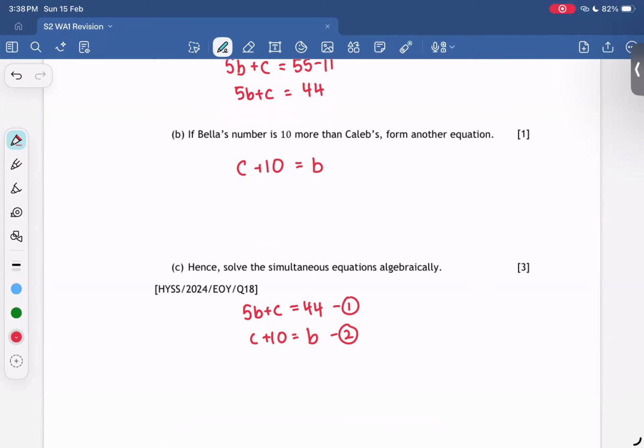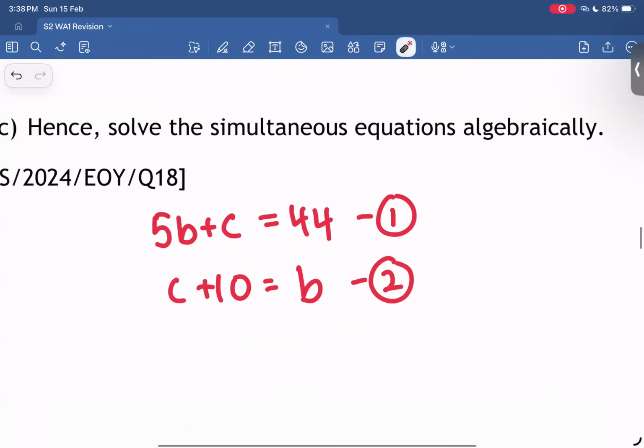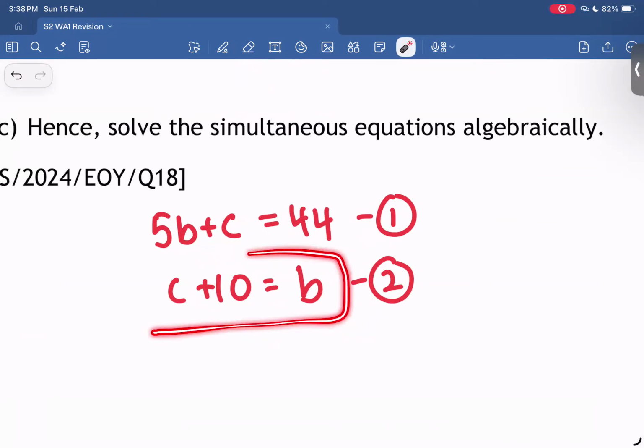Try to see whether the equation already has, let's say, B equals something or C equals something. If you already have that, that means you can use a substitution method because it will be a lot easier. So let's take a look over here. Take a look at the second equation, guys. Wow, the equation is so nice, you know. They put C plus 10 equals B. My goodness. They already tell us the value of B actually. Okay, B equals C plus 10.